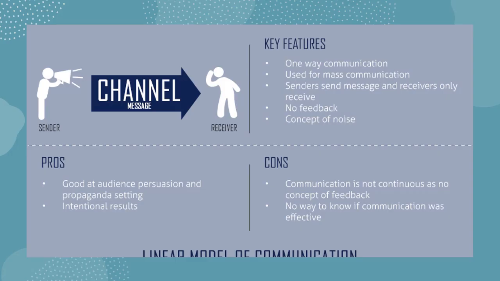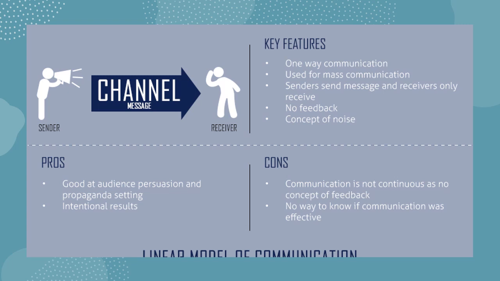To sum it up, linear model is a one-way communication. This is used for mass communication. In here, senders send a message and receivers only receive. There is no feedback, and there is a concept of noise.